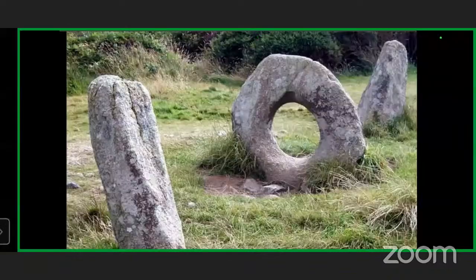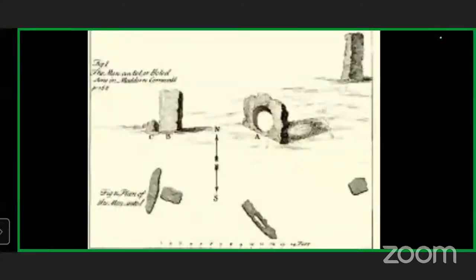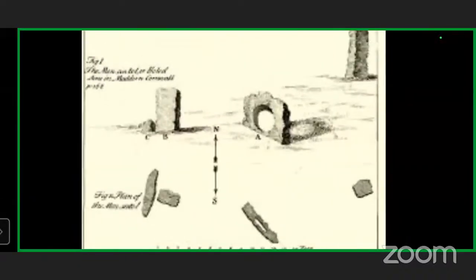So why is it in alignment now? The Western stone, which is stone B on the plan, was moved in a southerly direction to align up with the hole, and the hole was slightly realigned on the other stone. So two stones were completely moved. And that really angers me. It really, really does.